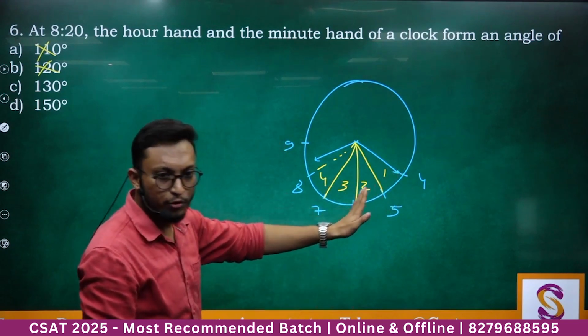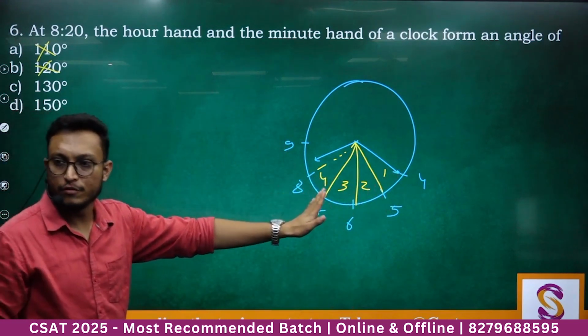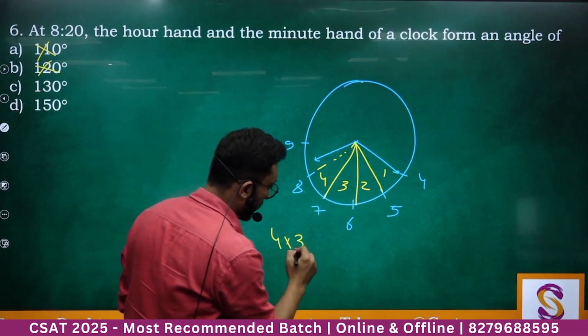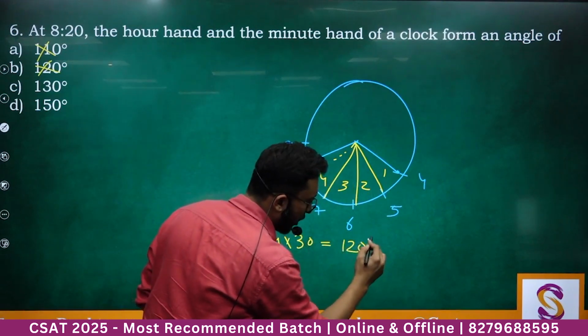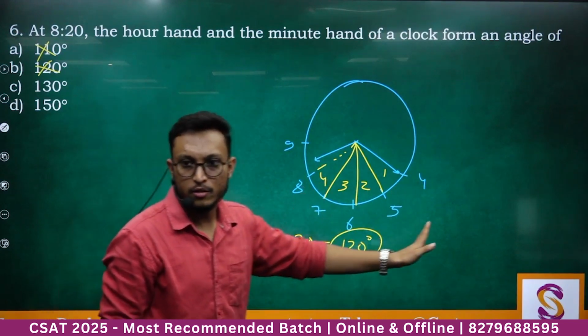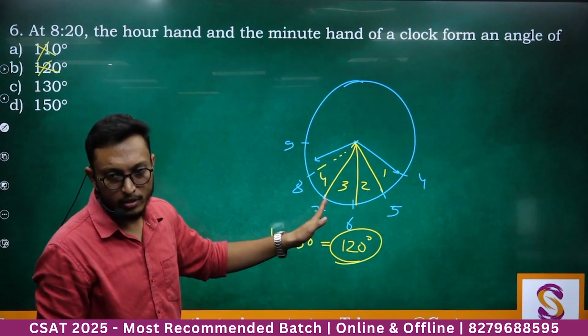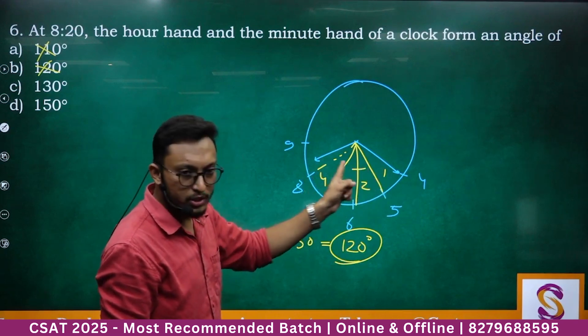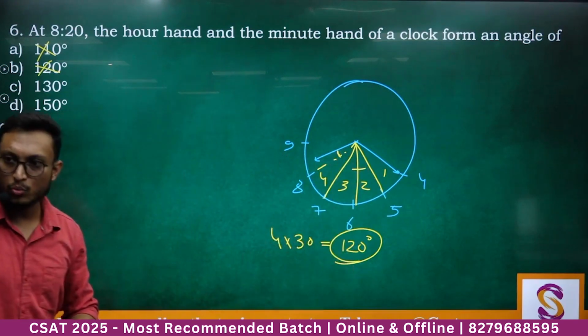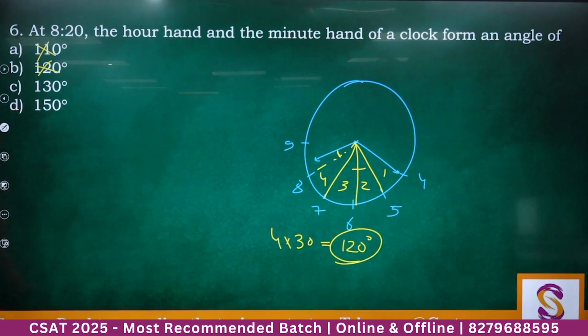It has moved for 4 sectors, each sector of 30 degrees. So 4 cross 30, that is 120 degrees. ये 120 degrees is the angle between 4 to 8. 4 घंटे है ना, 4 hours, so 120 degrees. 120 is just this much, but ये तो थोड़ा सा ऊपर है, so it has to be slightly greater than 120. अब 130 होगा या 150?